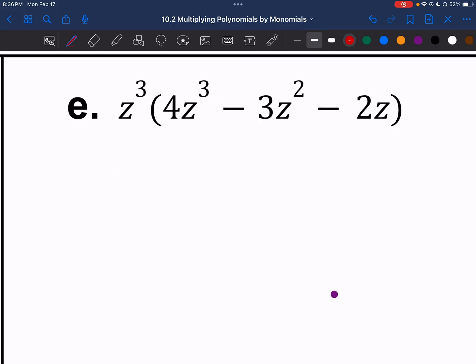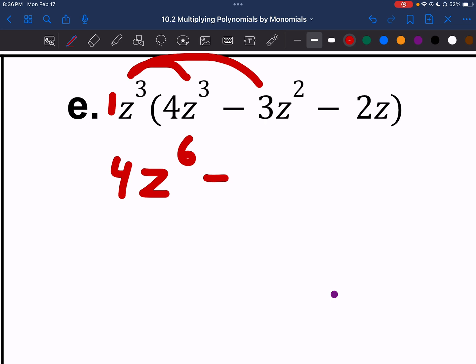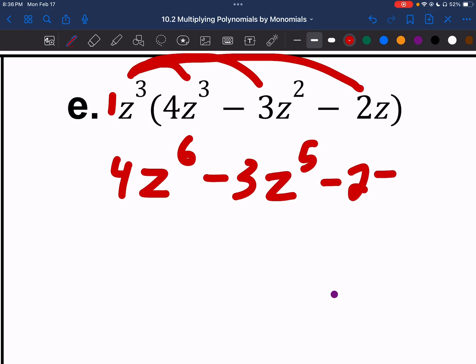Letter E, we have z cubed. Again, our coefficient is 1, so we have z cubed times 4z cubed, and that gives us 4z to the sixth, minus 3, and then z cubed times z to the second is z to the fifth, and then we have minus 2z to the fourth.